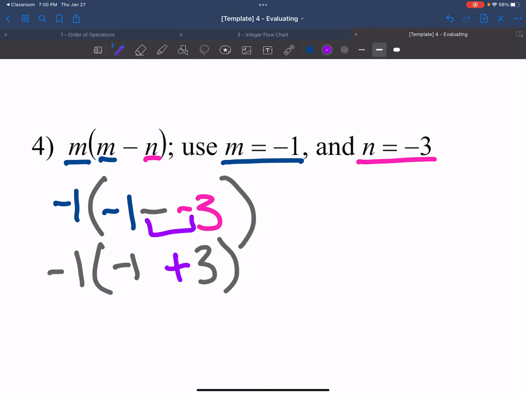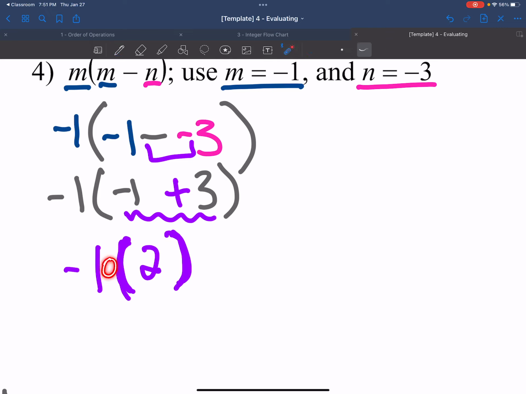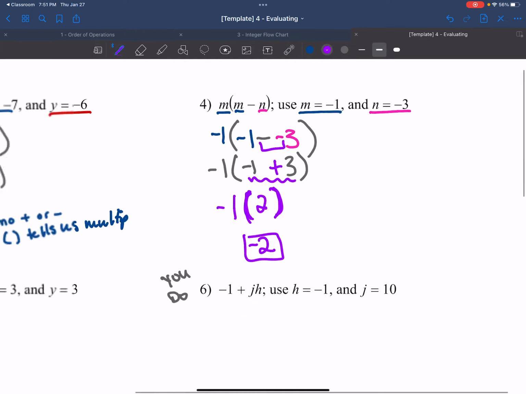We got to do our parentheses work. So negative 1 plus 3 gives us a 2. So we have 2 parentheses, negative 1. So right here, the parentheses is showing us to multiply to this negative 1 because there is no addition or subtraction sign in between. So there's no addition and subtraction sign here. So this is going to mean multiplication. So negative 1 times 2 is a negative 2.